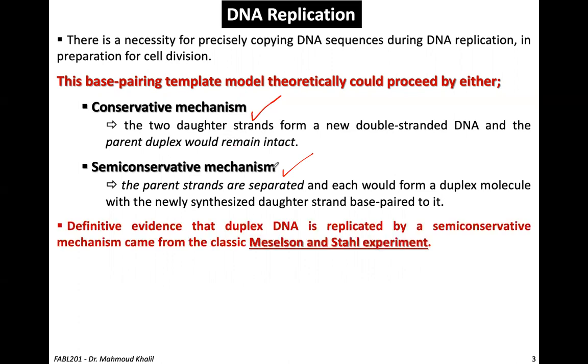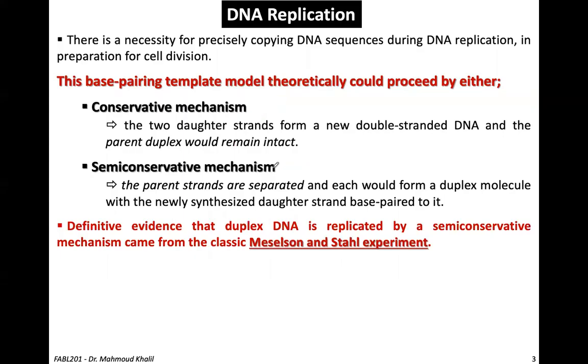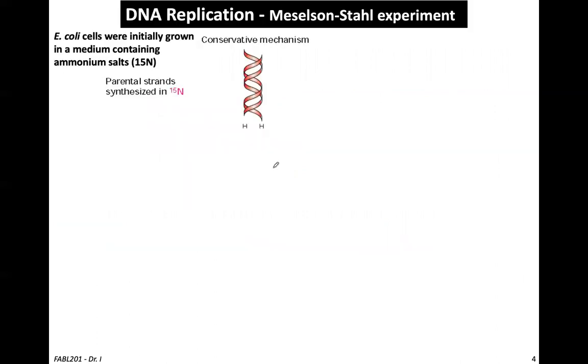So how did scientists confirm which of these two mechanisms is correct and actually happening, the semi-conservative or the conservative? This was done by the classic Meselson-Stahl experiment. In Meselson-Stahl, they started the experiment by growing bacteria, E. coli.